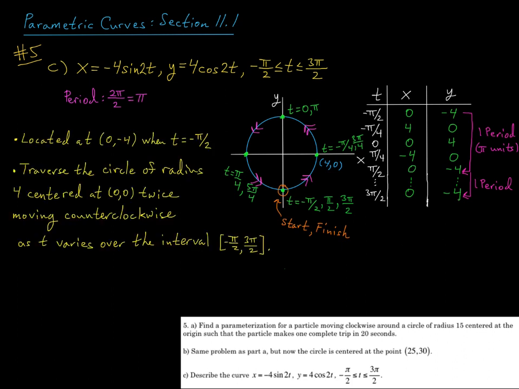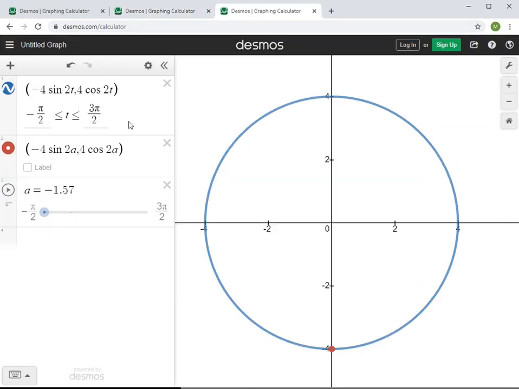And in summary, we see that we're located at the point (0, -4), so at the bottom of the circle, when t is -pi/2, and we traverse the circle of radius 4 centered at the origin twice, moving counterclockwise as t varies over this interval. And we can easily check the answer there. Just plug in the parametric equations. Here's our interval for t, here's our tracing point, and if I let A run over this interval, let's see what happens. Now note when A is -pi/2, I'm at the bottom. And now as I hit play, there's once around and twice around.